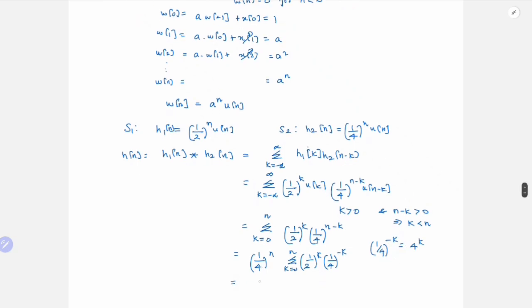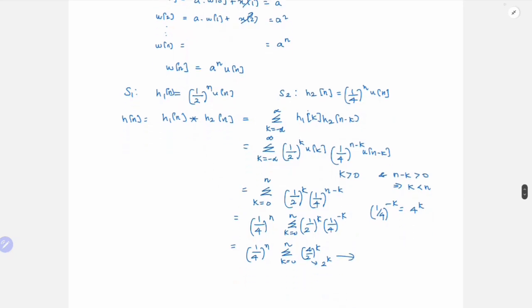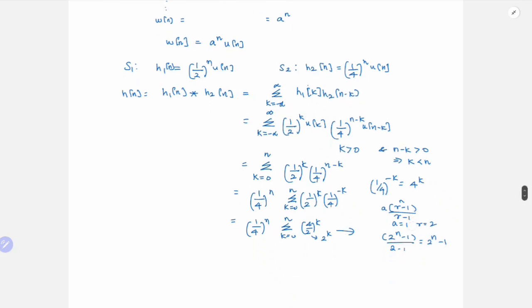So this you can write as 1 by 4 power n summation k equal to 0 to n 1 by 2 power k into 4 power k, which will give me 4 by 2 power k, and this is nothing but 2 power k. So this summation is going to give me a into r power n minus 1 by r minus 1, and my a is 1 and r is 2. So what will be the sum? 2 power n minus 1 by 2 minus 1, which is nothing but 2 power n minus 1.